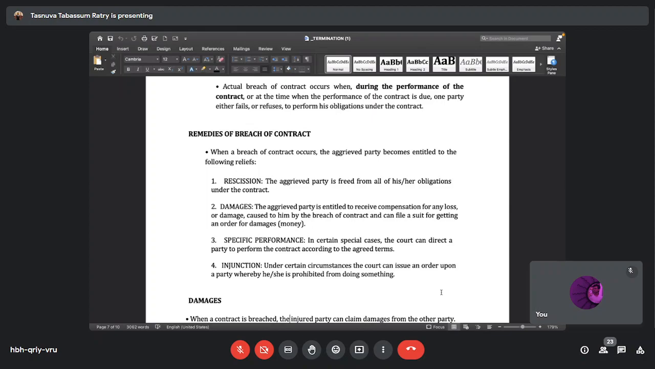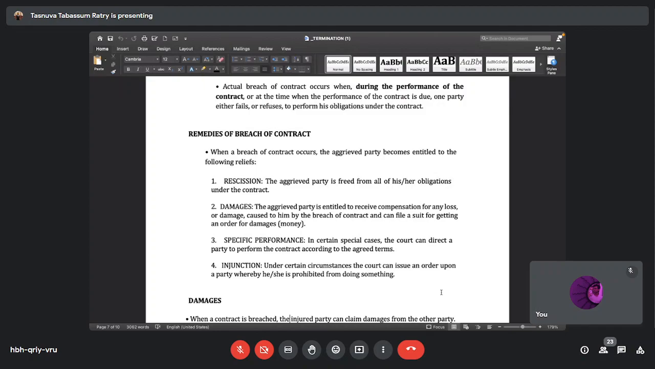So first, we already know rescission. Rescission occurs when the parties cancel their contract. We've seen that for termination by mutual agreement, many times the parties mutually consent to rescind the contract. But we're not talking about that rescission here. We're talking about where there is a breach of contract, the aggrieved party can cancel the entire contract. They have the right and are entitled to be freed from all the obligations that arise under the contract. That is what we call rescission.